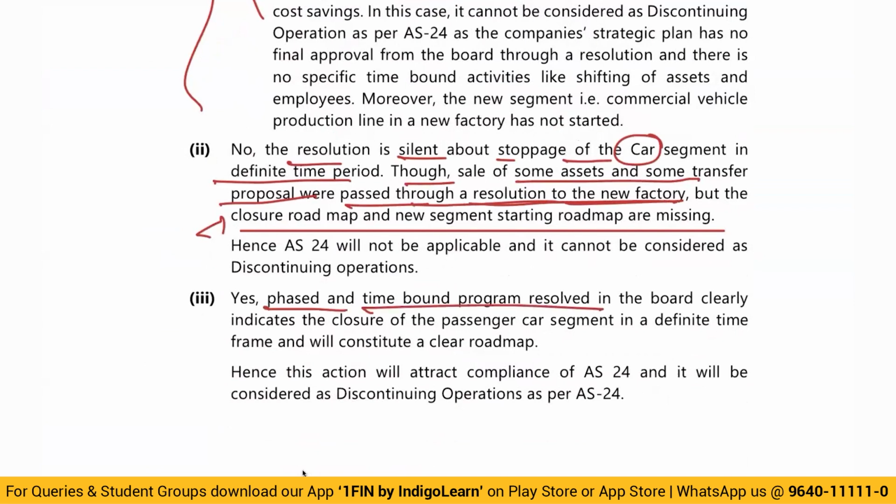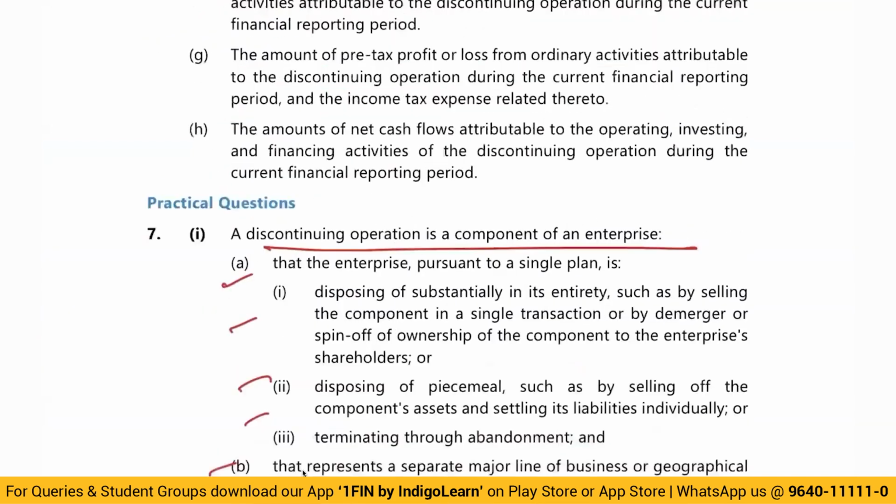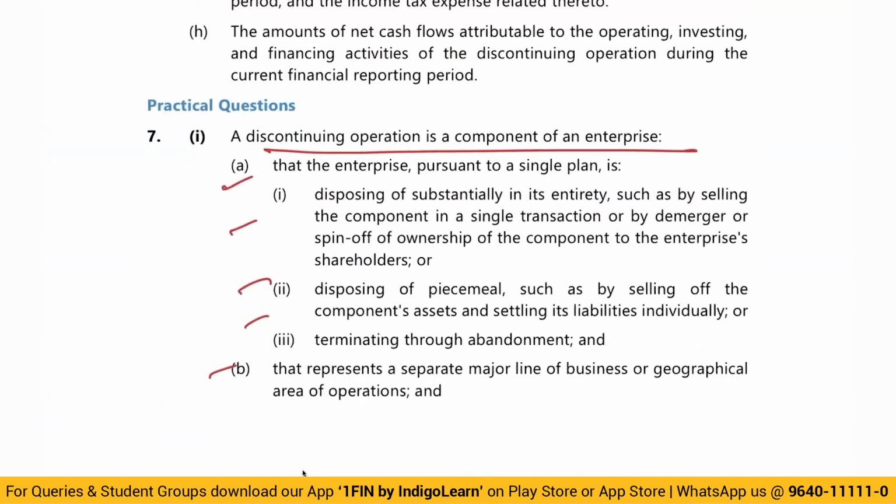So if there is a time-bound program, it may be phased, but it is a time-bound, single plan. It's a single plan, time-bound, that we will dispose of, and the plan has been approved. And if it has been communicated, that will form part of discontinuing operation. Okay. See, we don't see many questions from this standard in the examination, but I would want you to remember the definitions that we have done so far, so that you get some clarity. See, initial disclosure event, then discontinuing operation. What is not a discontinuing operation? These 3-4 things, if you remember, you'll be able to handle.